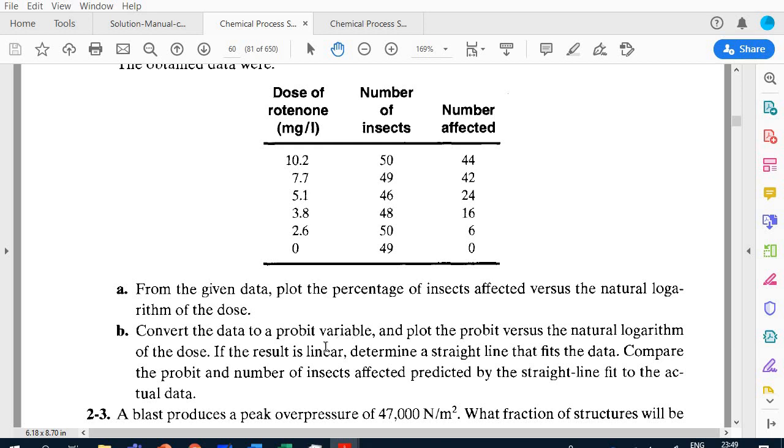The Probit variable is good for calculating how many people are going to die. Sorry, here we're talking about insects. Then plot the Probit versus the natural logarithm of the dose. If the result is linear, determine a straight line that fits the data. Compare the Probit and the number of insects affected predicted by a straight line fit to the actual data. Beautiful. So now we just want to see the percentage affected and then the Probit. This is what you're going to do in our calculations, and then we're going to show you the figure.